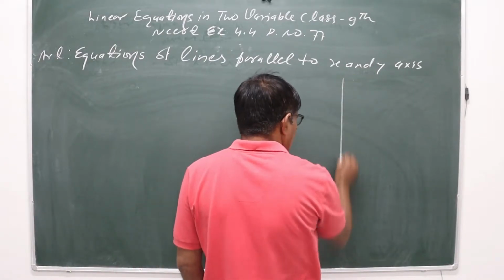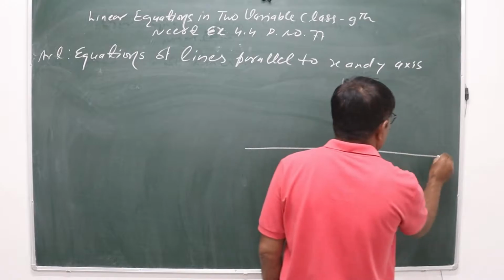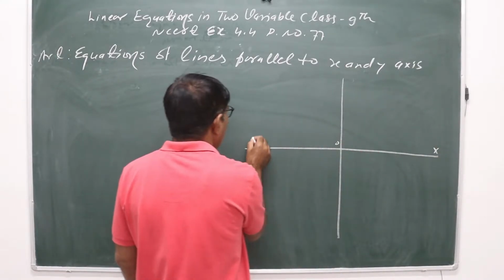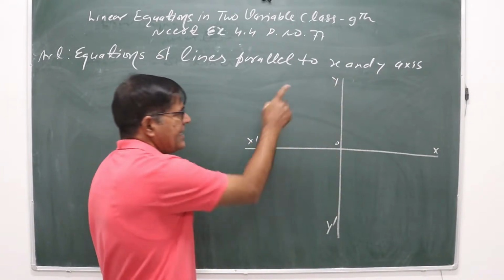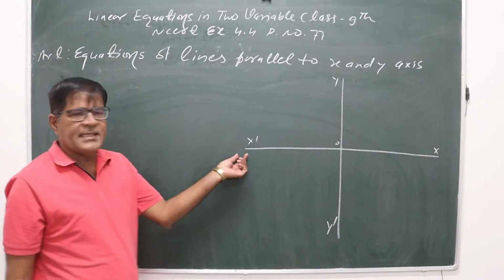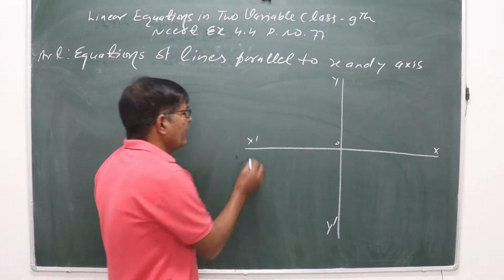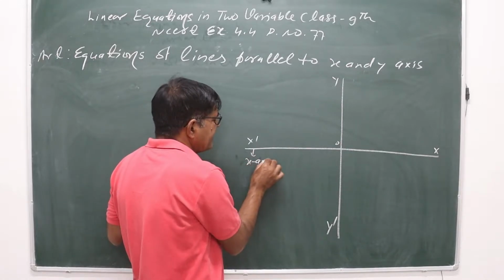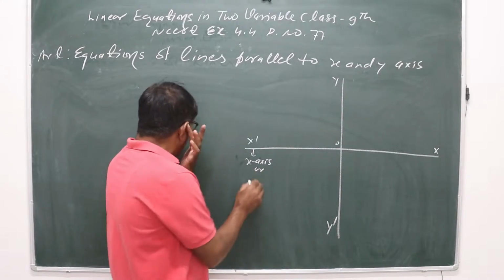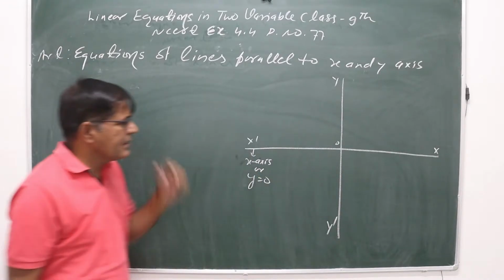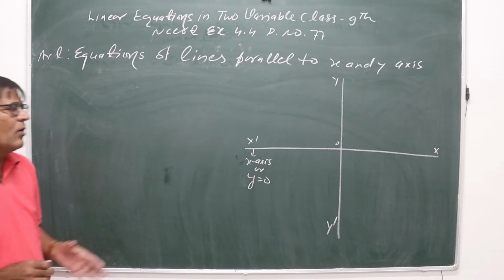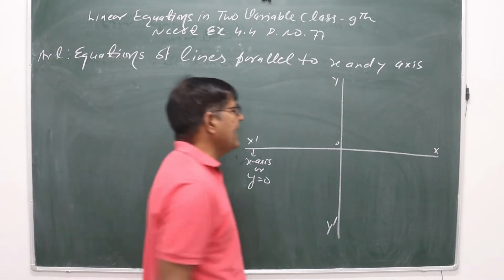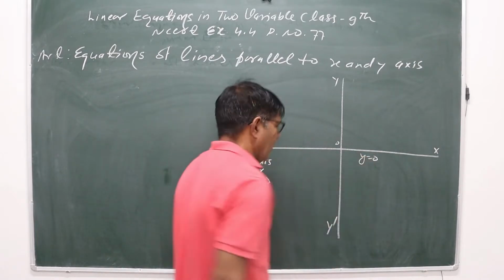So, let in two-dimensional space, these be two mutually perpendicular lines, XOX' and YOY'. This horizontal line is generally known as the x-axis, or y equals 0. On this line, if we put any point, then its y coordinate will always be 0. Therefore, the equation of the x-axis is y equals 0.